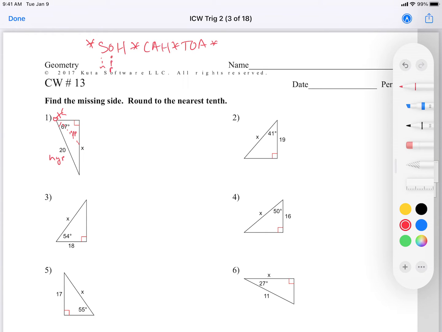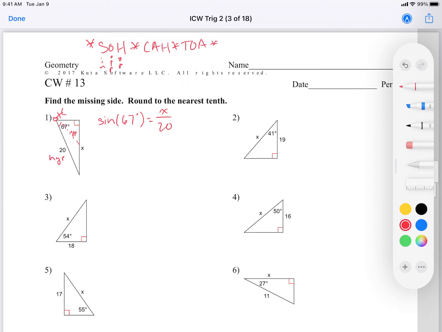So how I would set this up is I know that sine of 67 degrees is going to equal opposite, so x, over the hypotenuse, which is 20.